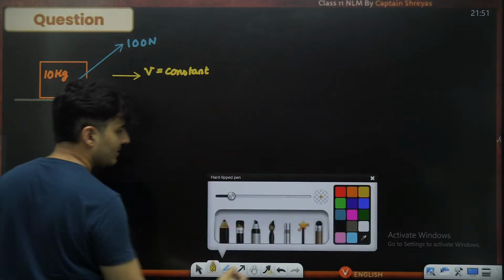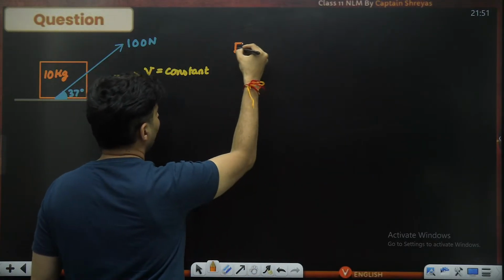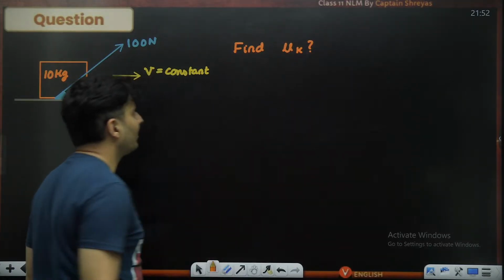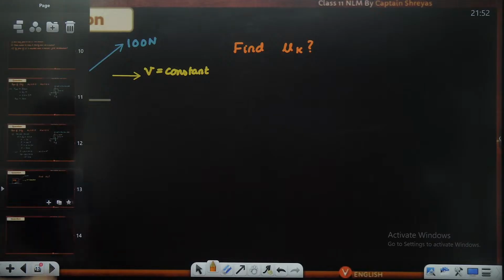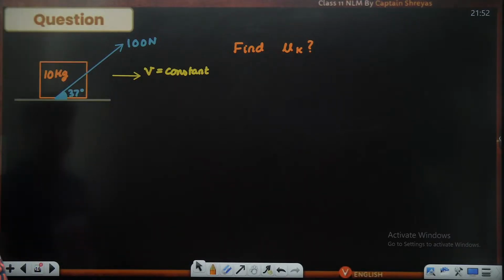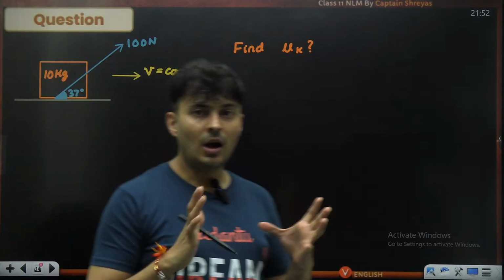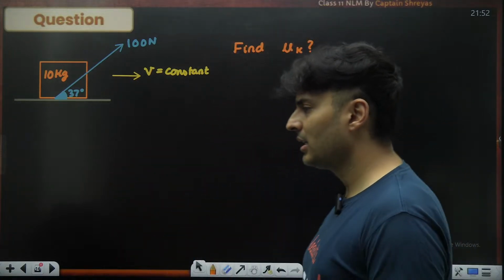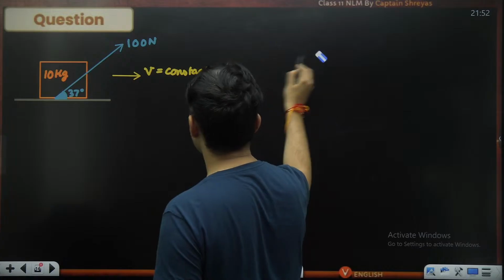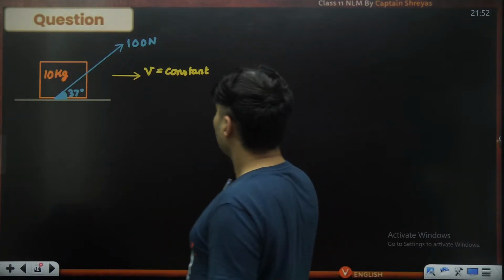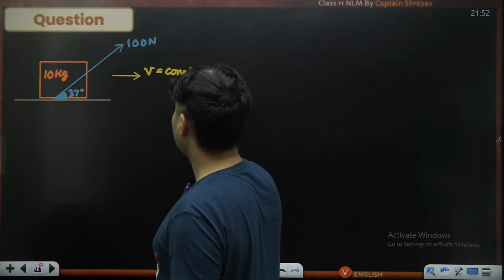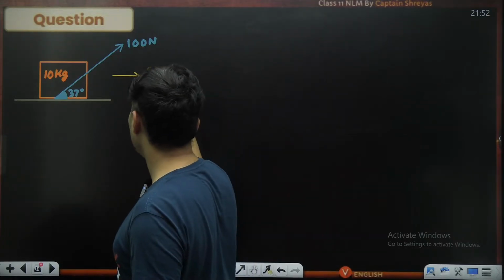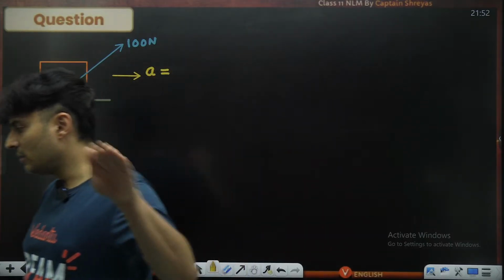The question is, can you find the coefficient of kinetic friction? Can you find the value of kinetic friction in this particular question? Can you find how much is the kinetic friction if it is moving with constant velocity? I think we should draw the free body diagram. In the free body diagram, I will realize because velocity is constant, that means how much is the acceleration? Quickly answer it in the chat box. Constant velocity means?